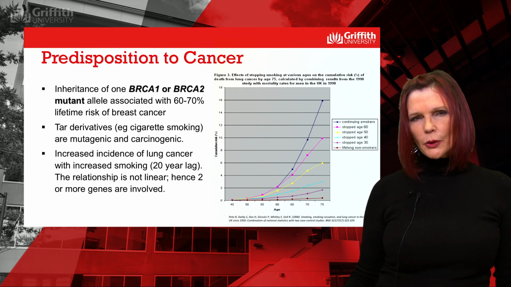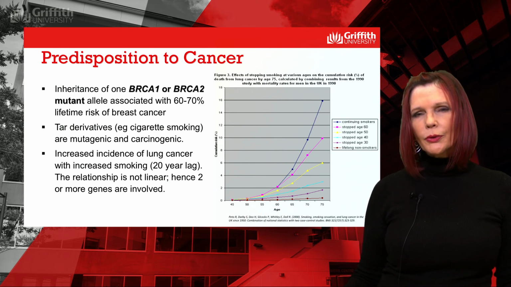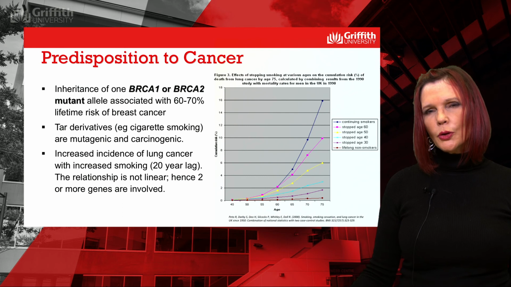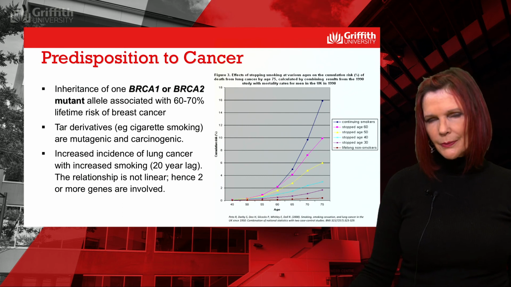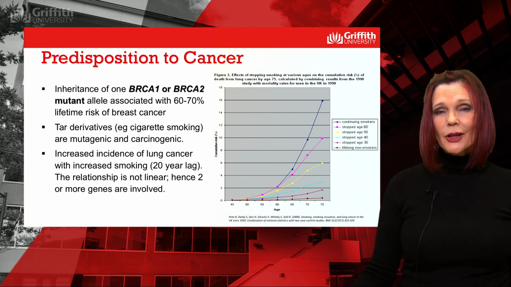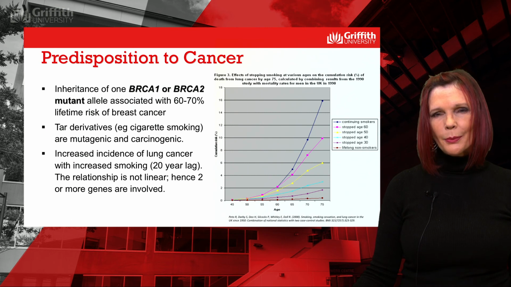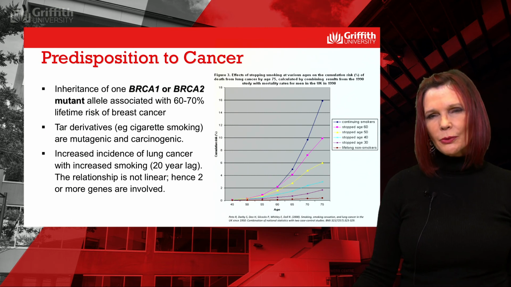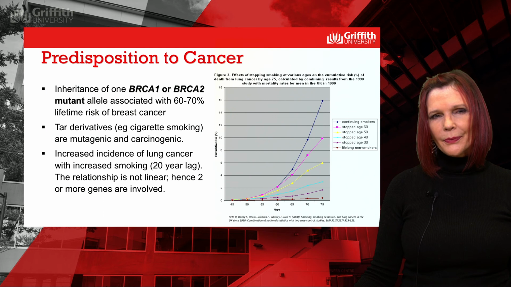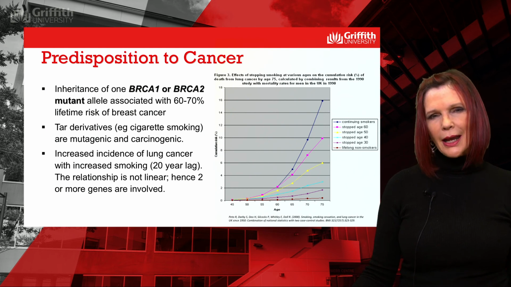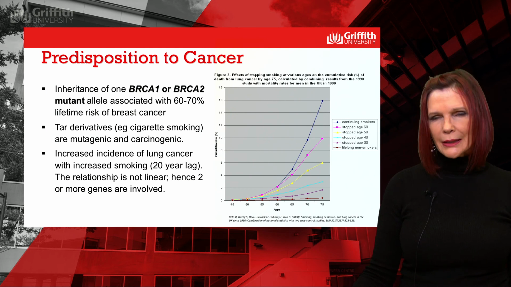Mutations in the BRCA1 or BRCA2 genes cause an increased risk of breast cancer. The Australian Cancer Research Foundation report that a woman who inherits one mutant BRCA1 or BRCA2 allele has a 60 to 70% lifetime risk of developing breast cancer compared to the general population risk of around 10%. Around 5 to 10% of breast cancers occur in women whose families have a BRCA gene mutation.